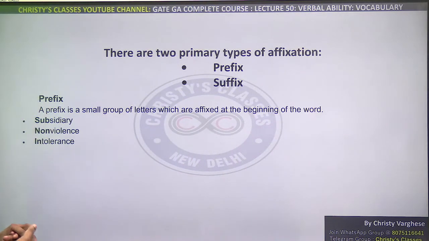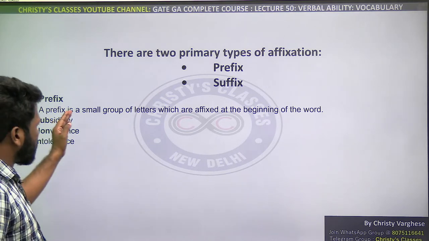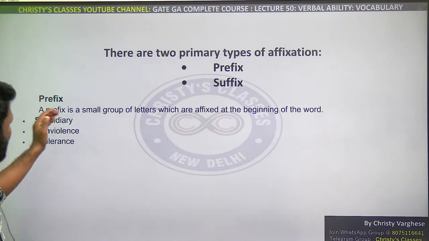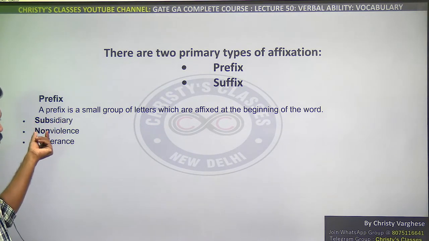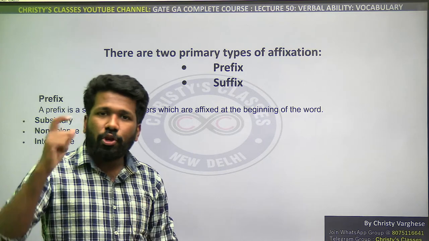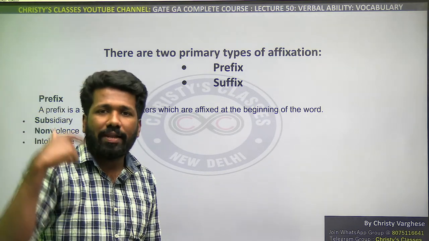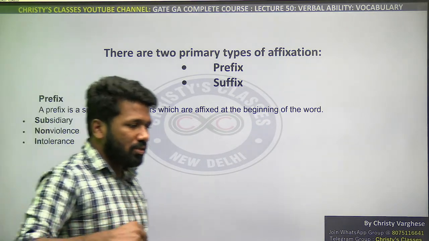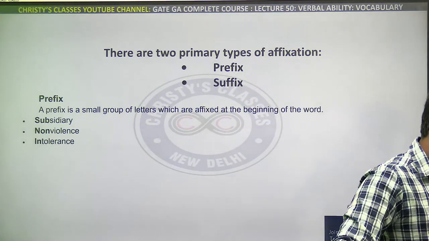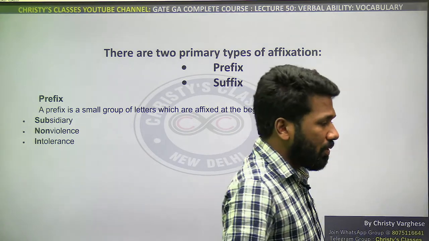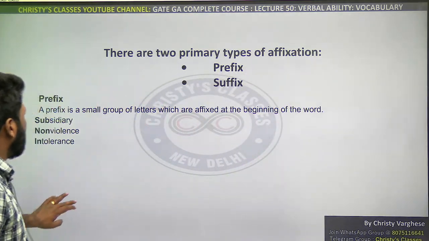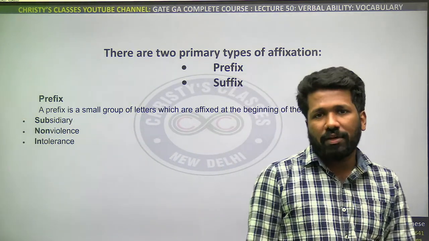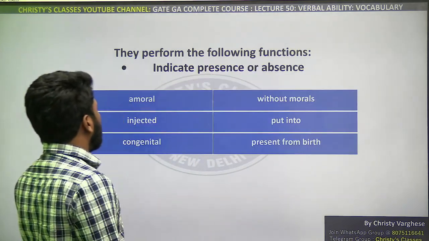Prefixing and suffixing are the two types of affixation. A prefix is a small group of letters affixed at the beginning of a word, like sub in subsidiary. Non-violence: non means negative or opposite of violence, so non is the prefix. Intolerance is the opposite of tolerance, so in is the prefix used to make an antonym. Let us understand the different functions of prefixes. I have prepared some notes for you, listen very carefully.